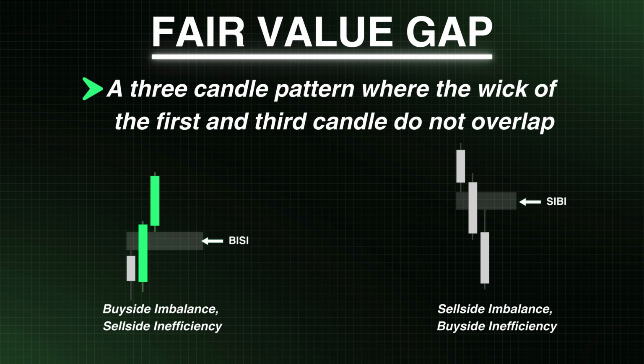So what resides in this gap? A lack of fair value. There's an imbalance. So price will seek to return to the gap to rebalance the imbalance, essentially just offering fair value. And then once that's done, we can now seek liquidity, higher in the case of a BISI or lower in the case of a SIBI.